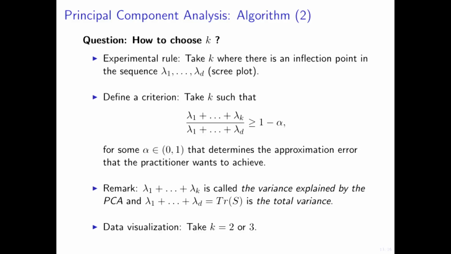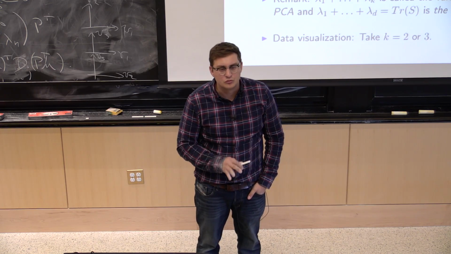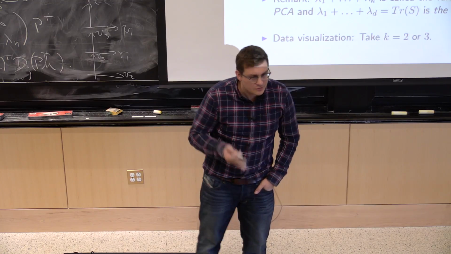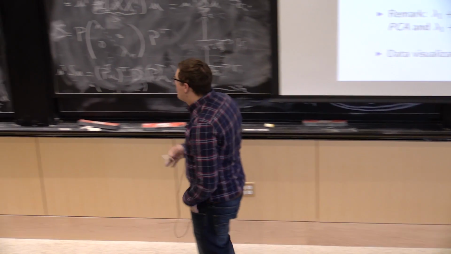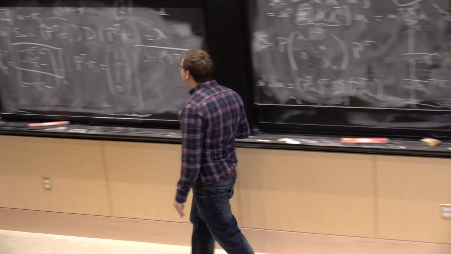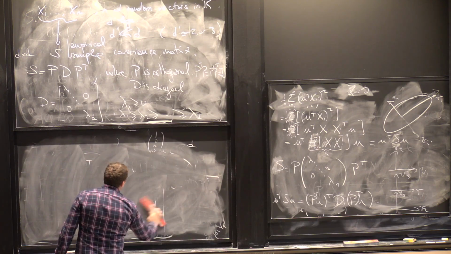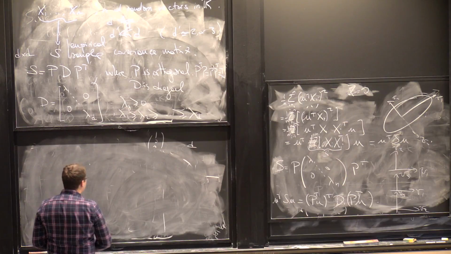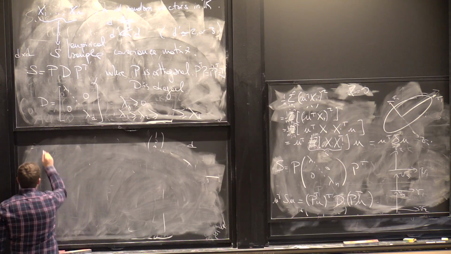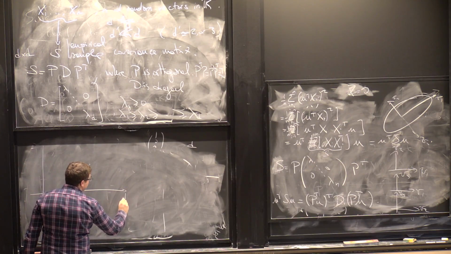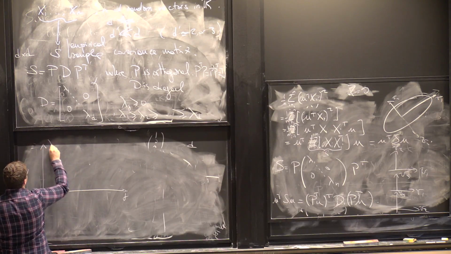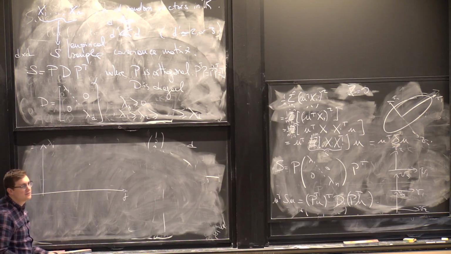The first one that people do, that is probably the most popular one, is definitely to take k equal to 2 or 3, because it's just convenient to visualize. The second most popular one is the scree plot. So the scree plot, remember, I have my values, lambda j's, and I've chosen the lambda j's to decrease.